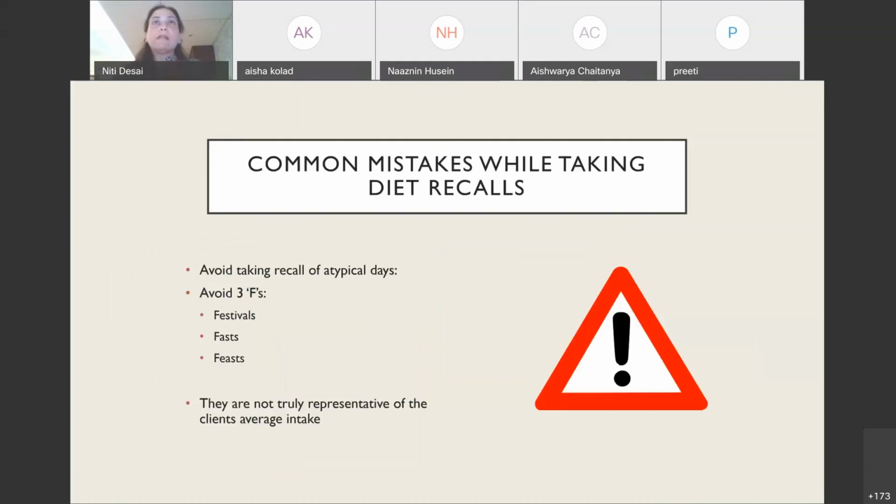Common mistakes made while taking diet recalls: avoid taking a recall on atypical days. If somebody has come after a long weekend, don't ask them what they've eaten over the weekend. Festivals, fasts, feasts are not going to be representative of the client's average intake.